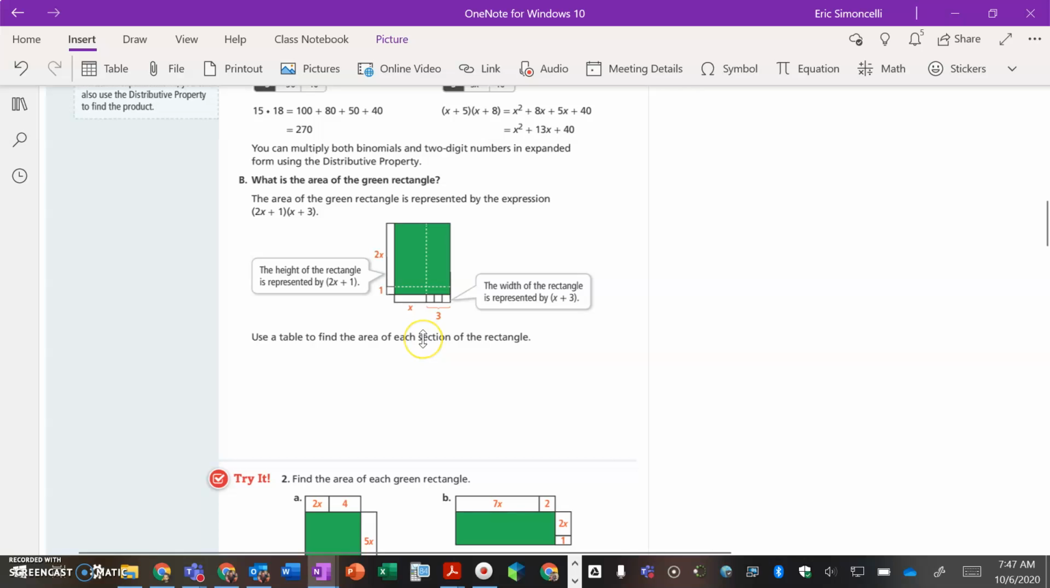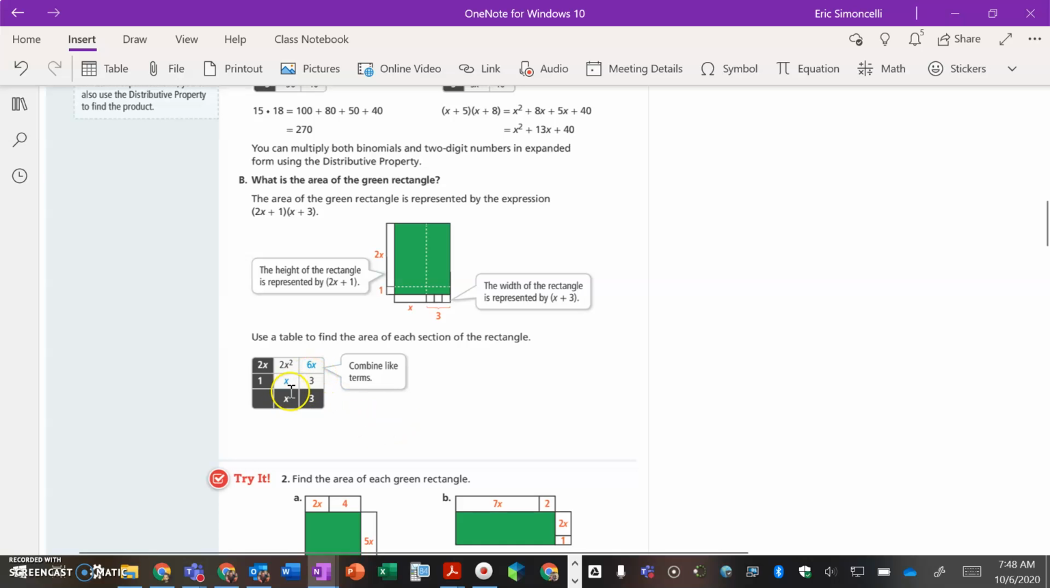The area of the green. We use a table to find the area of the section, or each section for that matter, of the rectangle. So we're going to combine like terms simply by doing the same type of process like we saw in part A. We'll take 2x plus 1 and write it in this context, and then x plus 3. 2x times x, that's 2x squared. 1 times x is x. To get 6x, you have 2x times 3. And to get 3, 1 times 3.